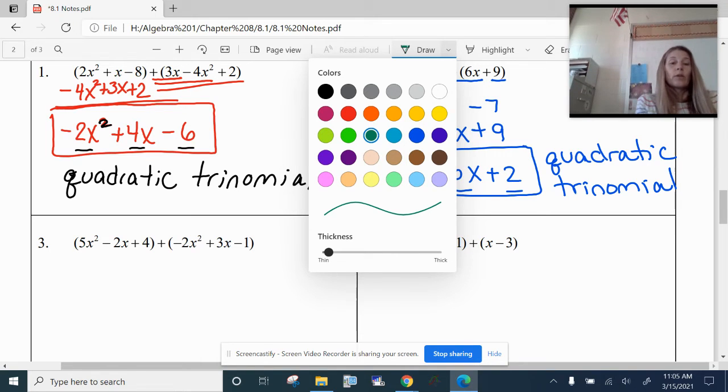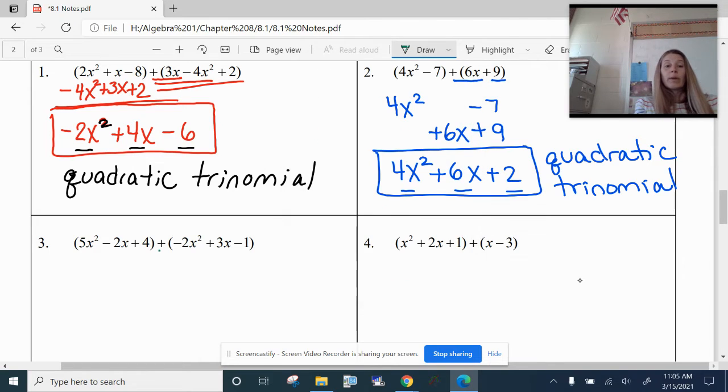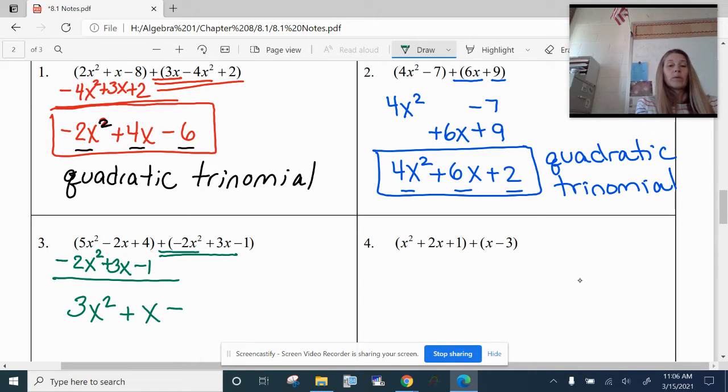Okay, so next one, I look at my first polynomial here. I have 5x squared minus 2x plus 4, which is already in standard form. So now when I go to add my negative 2x squared, I'm just going to line that up underneath my other x squared. Then I'm adding 3x. So I'm going to line that up over my other x term. And then I'm adding negative 1. So I'm lining that up there as well. So now 5x squared minus 2x squared gives me 3x squared. Negative 2 plus 3 is positive 1x, and 4 minus 1 is 3.